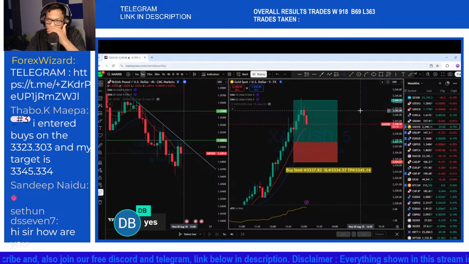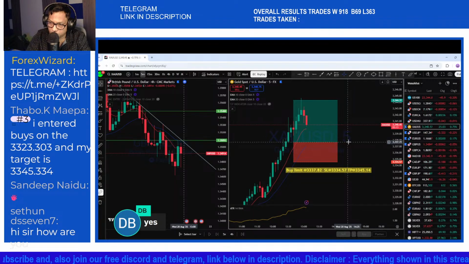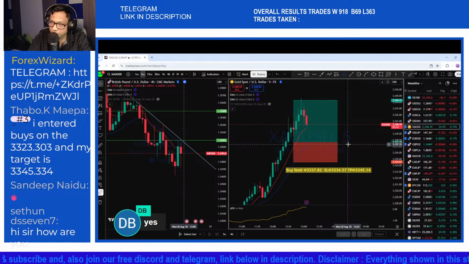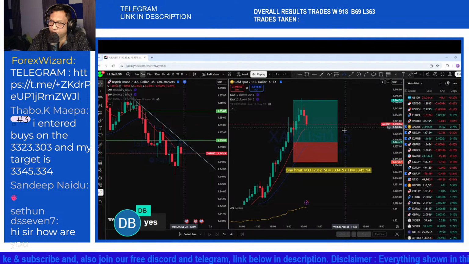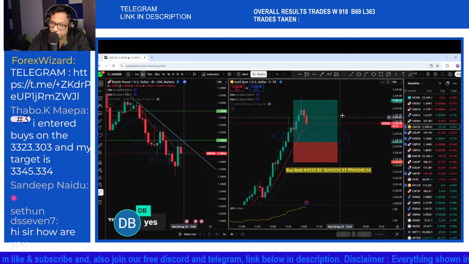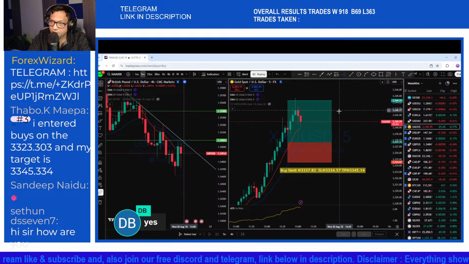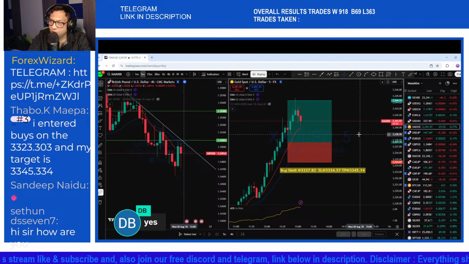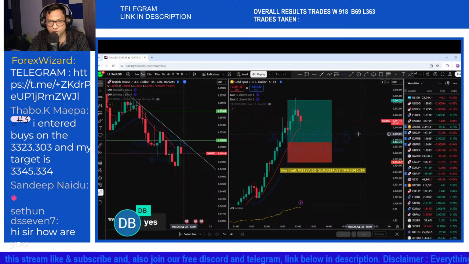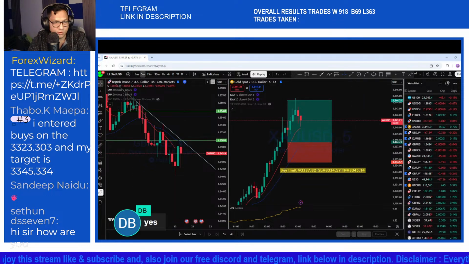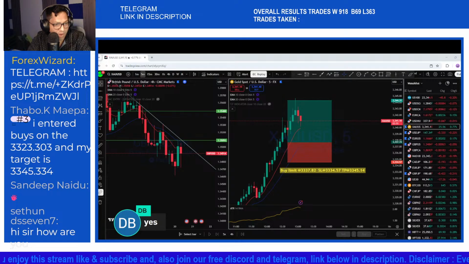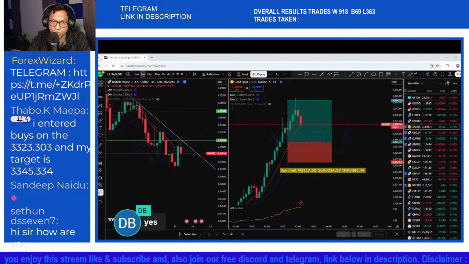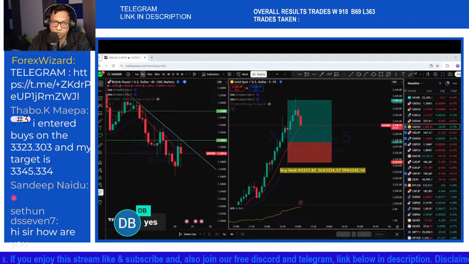Most likely you could get a trigger here, and with this trigger we'll see how much it is moving. Based on that, we might take the full TP, which is 3344, or we might take a partial TP depending on the price action. The first thing we need to wait for is the trigger, and make sure, guys, you also do the risk management.